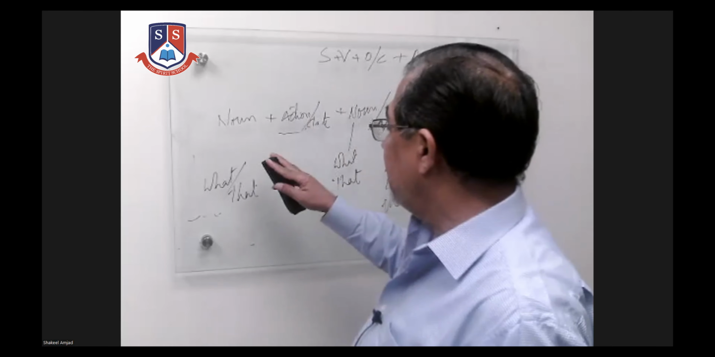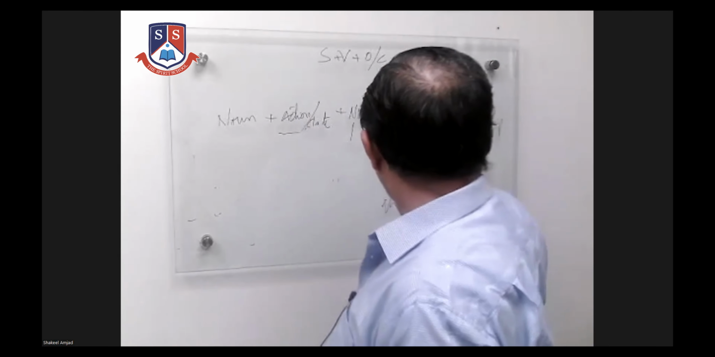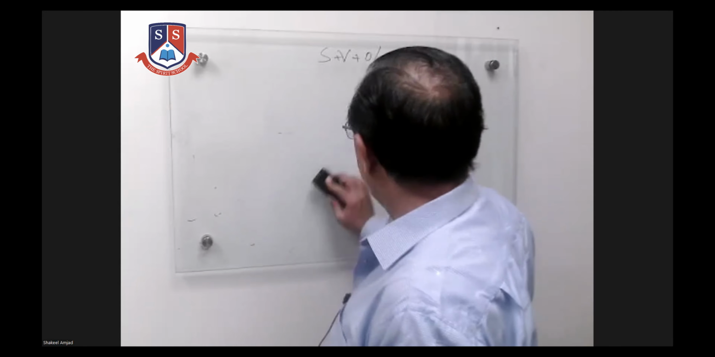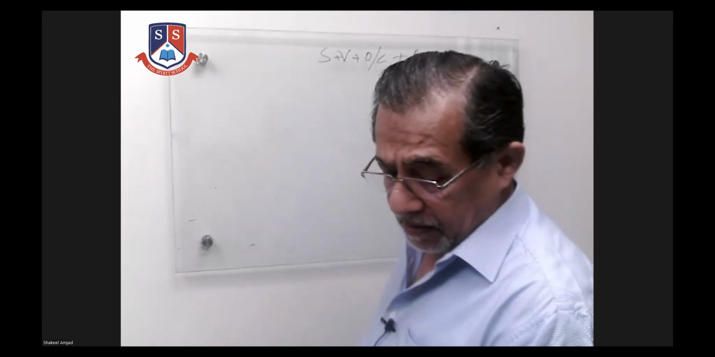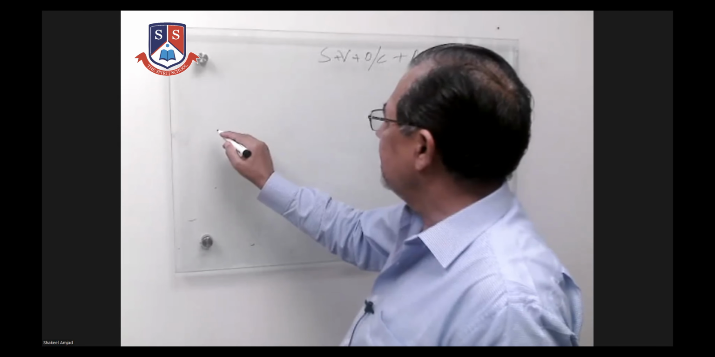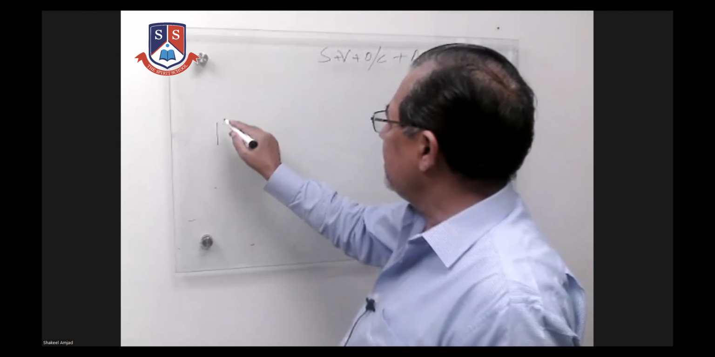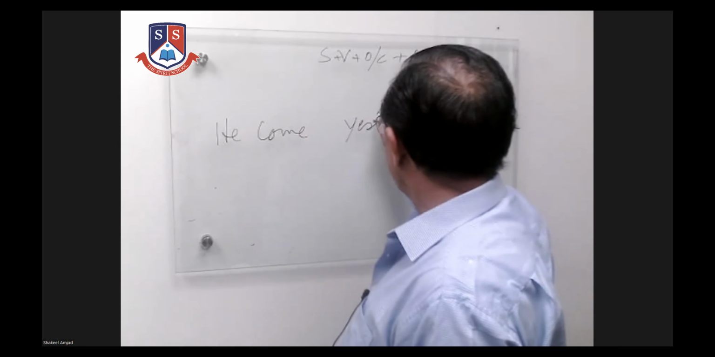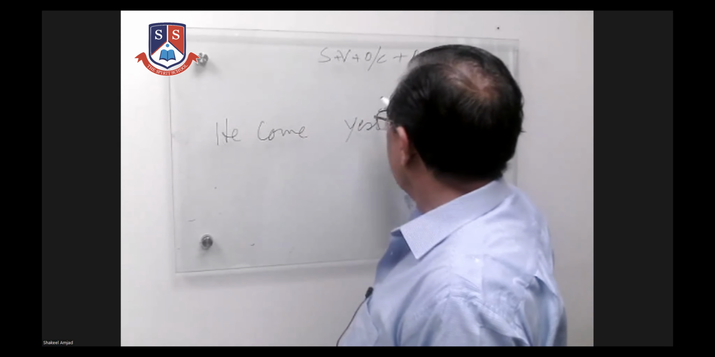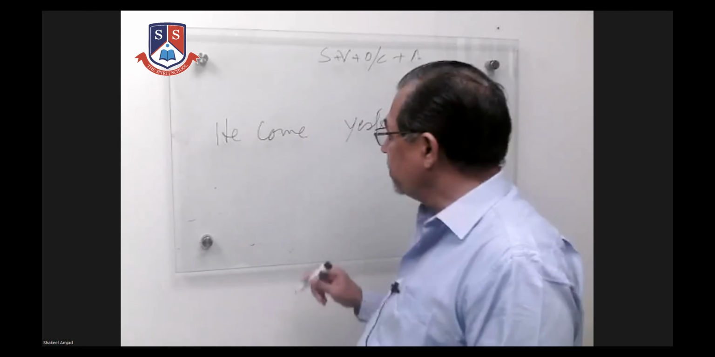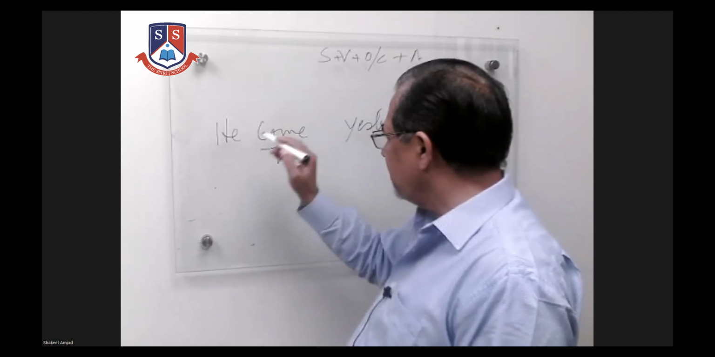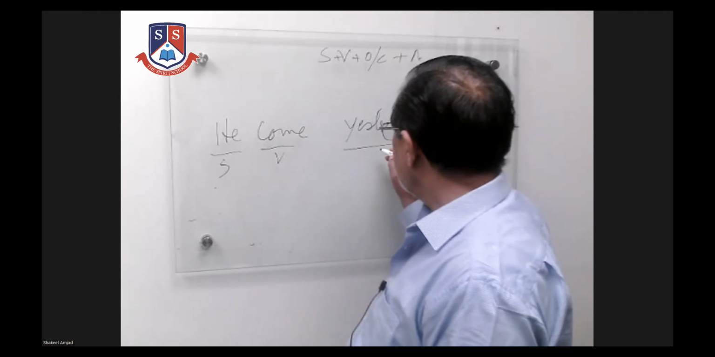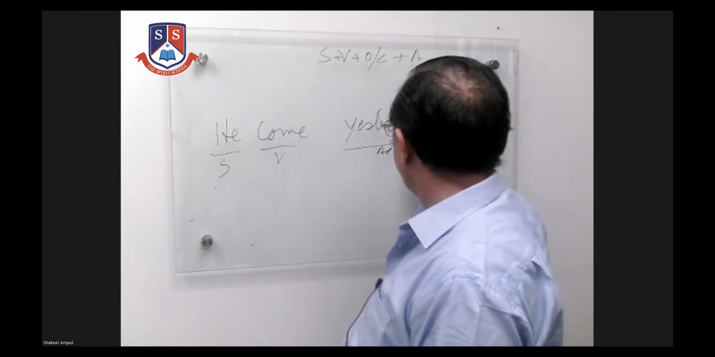So I'll show you after a short while. For example, let's say, he came yesterday. Yesterday is actually a noun, but here it's working as an adverb. What's the verb? Came. Who came? He, the subject. Came when? Yesterday. So yesterday is an adverb of time.